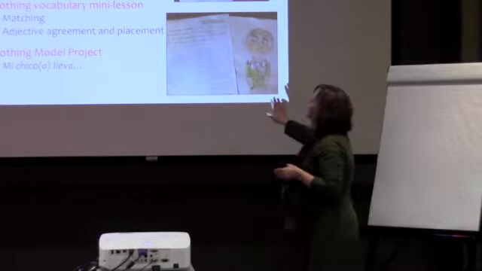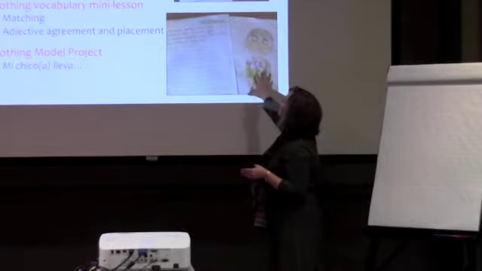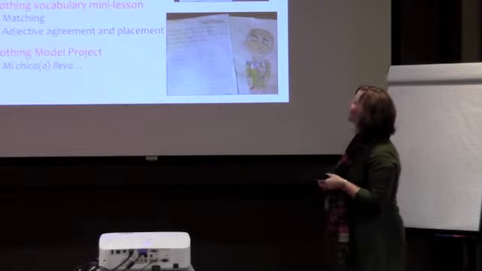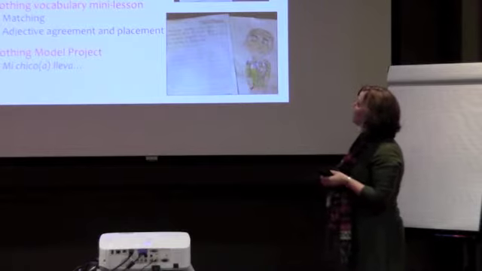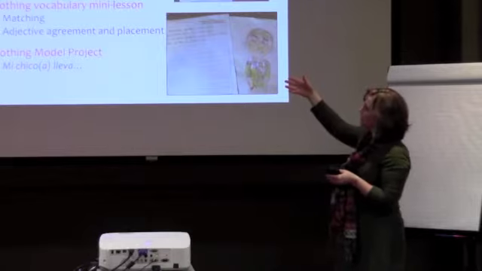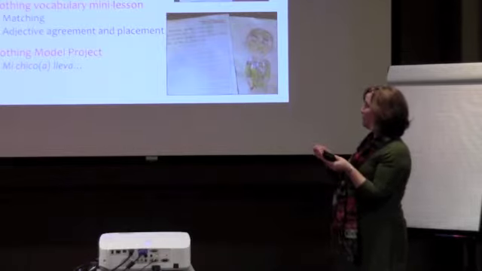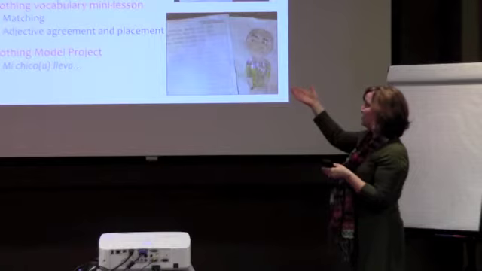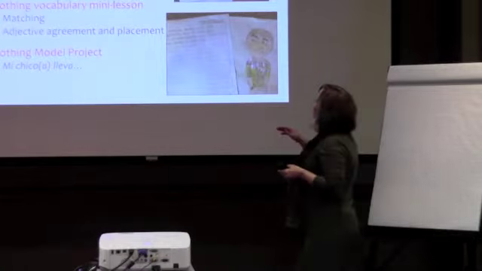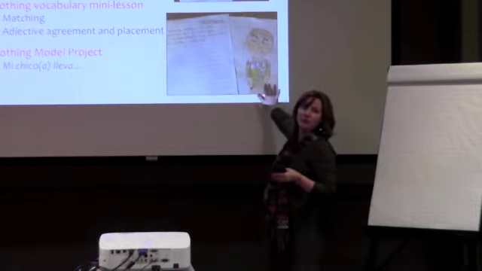This, like I said, is one lesson where they really did some really nice art. They had a clothing vocabulary. This again is for the E2s. Like I put here, we would do matching with the vocabulary. We talked about adjective agreement and placement because it's different in Spanish. And then they got to make a model with scrapbook material.